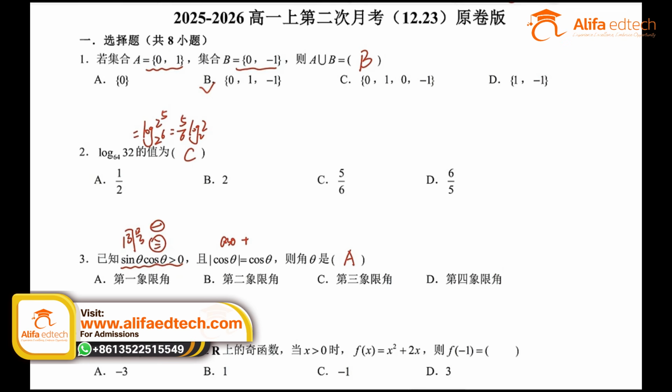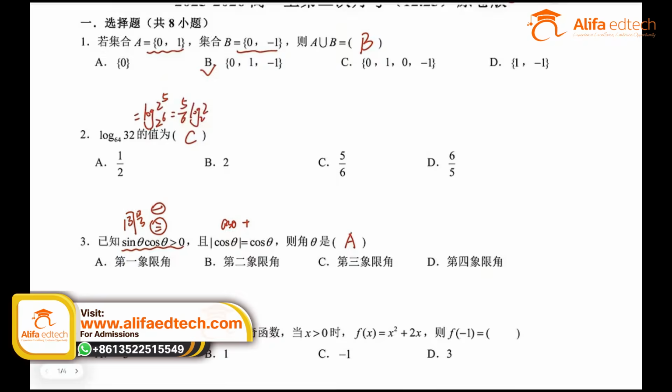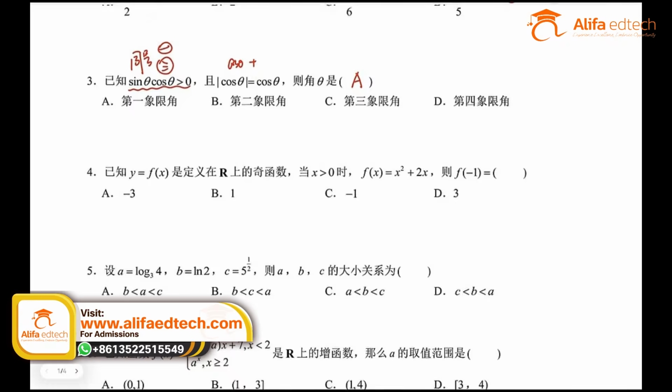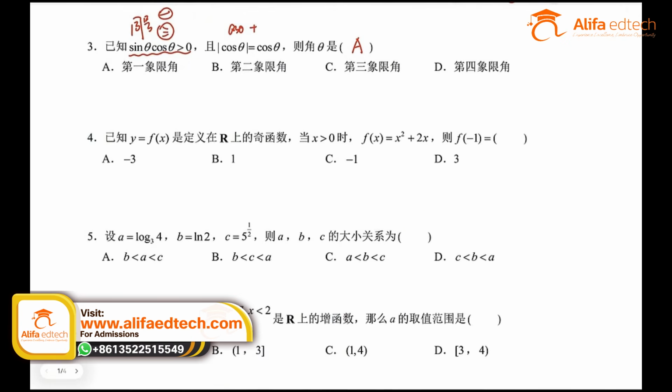Okay, next is a question about finding a function's value given its parity. f(x) is an odd function defined on R. When x is greater than 0, the analytical expression is given to us. We could find the expression for when x is less than 0, but it's not necessary. Because when we find f of -1, according to the property of odd functions, it must be equivalent to the negative of f of 1. So this means we only need to calculate f of 1.